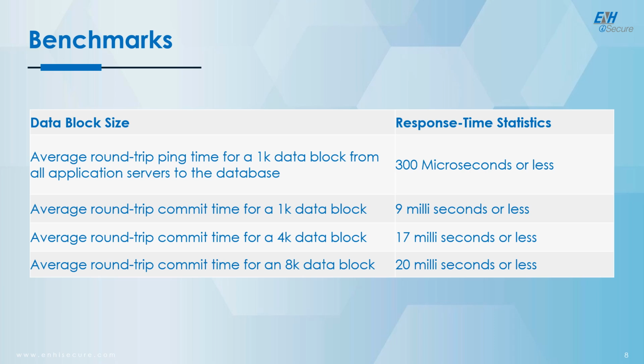The average round trip commit time for a 1K data block is 9 milliseconds or less. The average round trip commit time for a 4K data block is 17 milliseconds or less. The average round trip commit time for an 8K data block is 20 milliseconds or less.